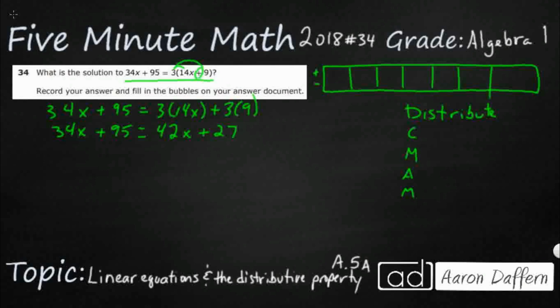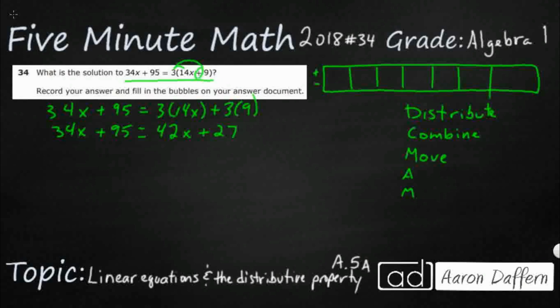Now the C in "Don't Call Me After Midnight" is the combine. If you have any like terms on the same side of the equation, you need to combine them. We don't. Sometimes we'll see something like 42x plus 27 minus 6, then you would need to combine those constants. But we don't have any like terms on the same side, so now it is moving time.